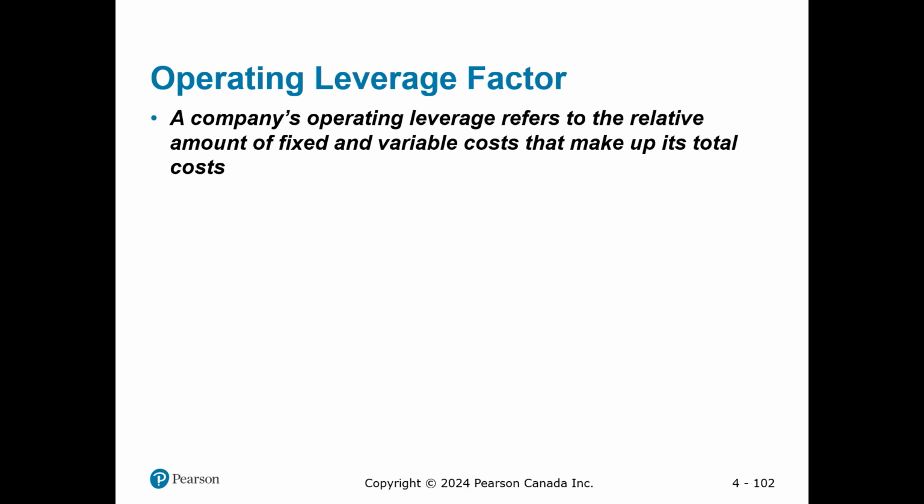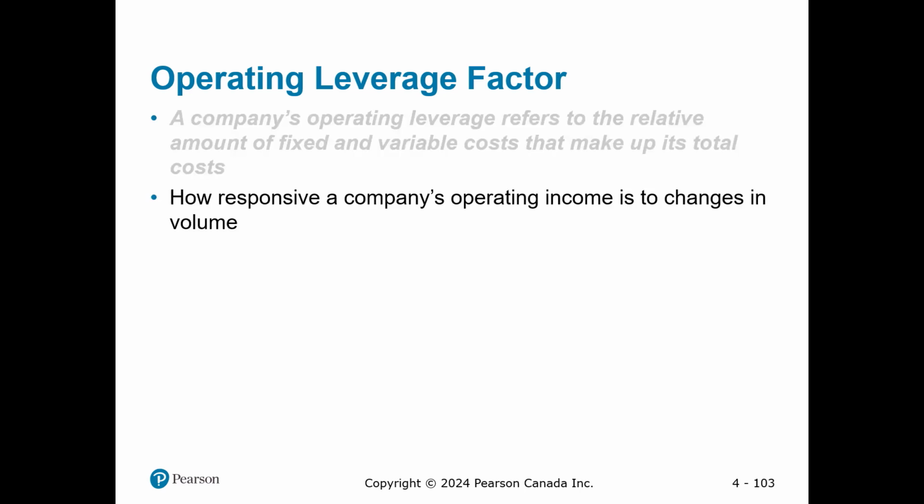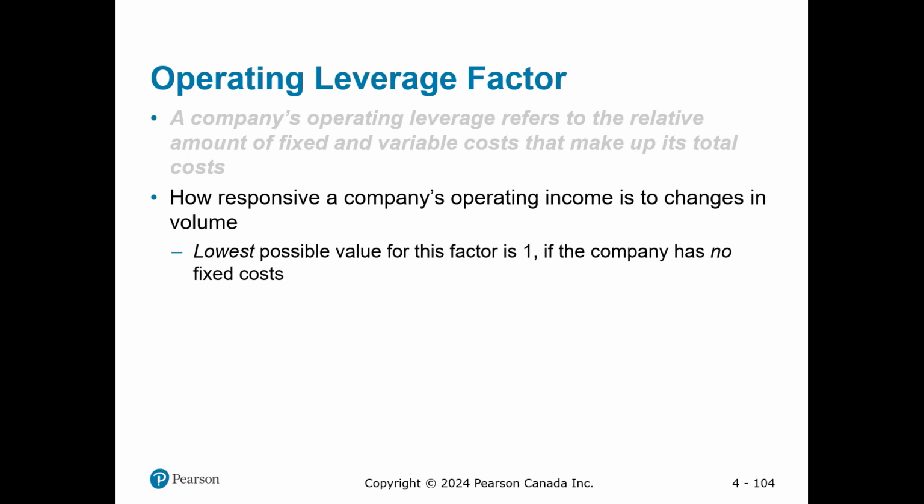So remember that the operating leverage refers to the relative amount of fixed and variable costs that make up total costs. That probably doesn't make sense, but let's expand on that. It tells us how the company's operating income changes with a change in the volume of sales. It shows how responsive, so how closely the two are tied together. The lowest possible value for this factor is 1. That would mean the company has no fixed costs whatsoever.